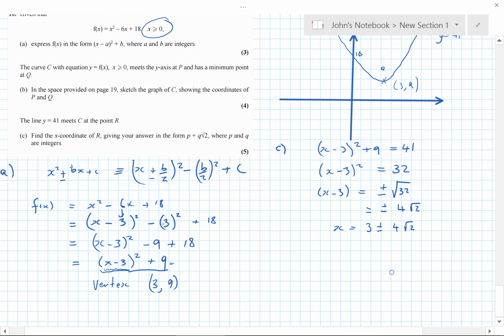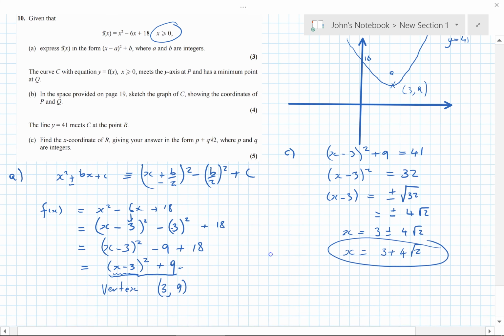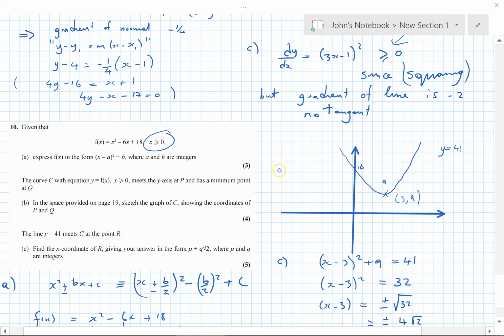It's told us that x is greater than 0. So that's going to take out the negative one of these, because obviously 3 minus 4 root 2 is going to be negative. So I didn't need a plus or minus here. So x is equal to 3 plus 4 root 2. Okay, so that's the paper done.